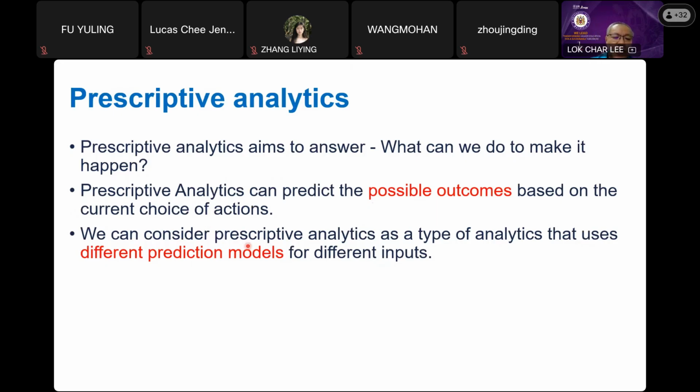So we can consider prescriptive analytics as a type of analytics that uses different prediction models for different inputs. We can prescribe the best actions, which will produce different results if we input different assumptions or different actions. Based on all these different results, we select the best options. Best options come under the prescriptive analytics.